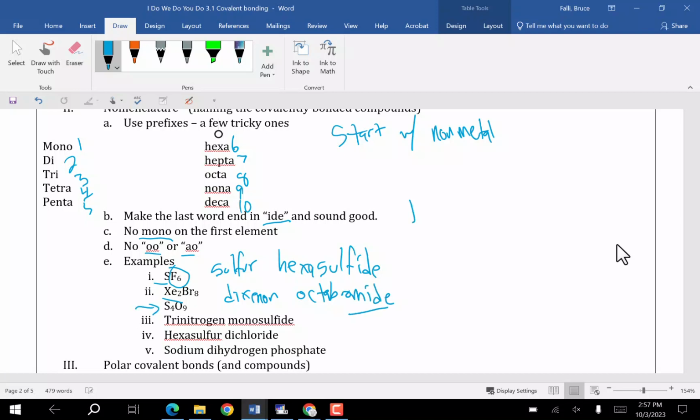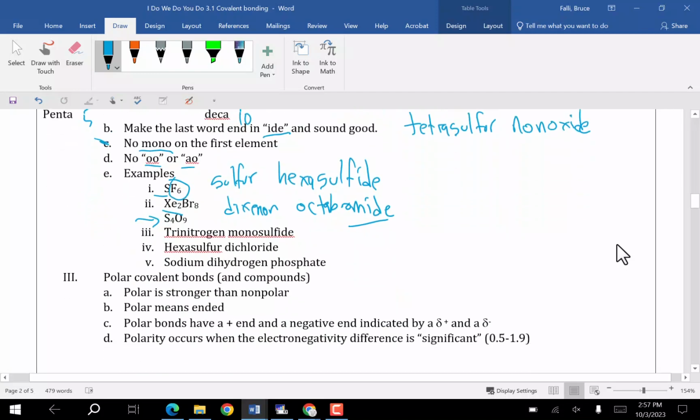S4O9. 4 is tetra. Sulfur. I thought I didn't have the first one. The first one you don't use for mono only. Tetrasulfur. 9 is nona oxide. There's no AO, so it's nonoxide.